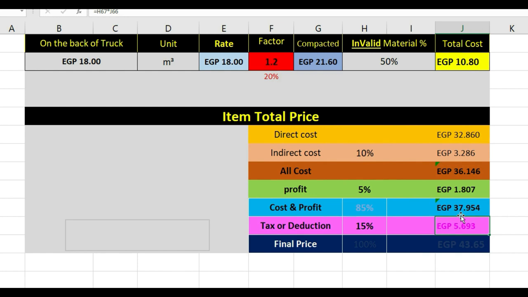If we have a tax or deduction of 15%, it means that we will add it to the cost and the profit. 15% of official deduction or taxes equal 15% multiply 37.95 equal 5.693. The final price in this case will equal 43.65. Let's check. Cost and the profit plus deduction. This is the final price, 43.65.